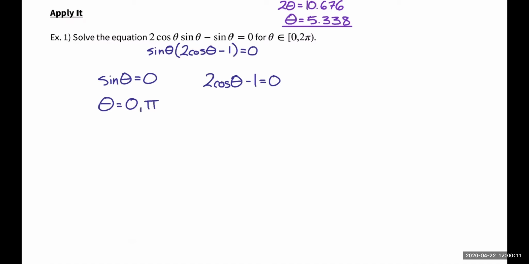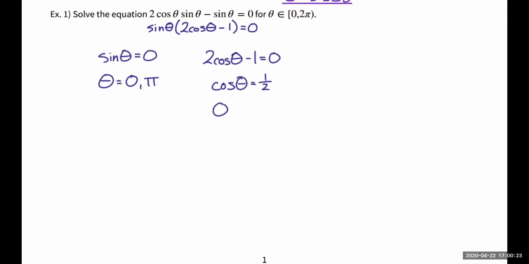Right, for 2 cosine theta minus 1 equals 0, you could add 1 and then divide by 2 and get 1/2. Quick maths. So cosine of theta is equal to 1/2, and that's going to occur when theta is equal to pi over 3 and 5 pi over 3. Right, and these are just nice unit circle values. There's really no need for us to be doing things with inverse cosine in the calculator and all that.